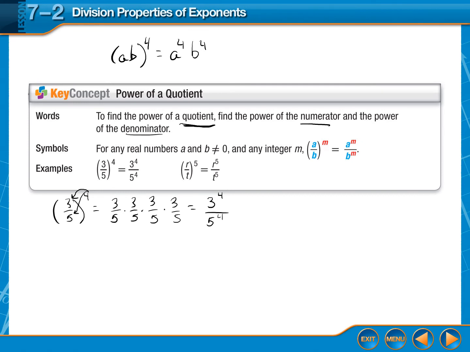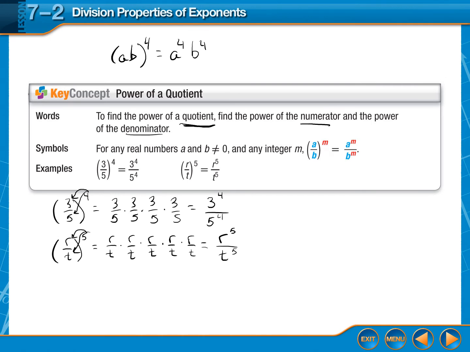Right? Same thing if I were to take the second one here, r over t to the fifth power. Well, then that's like doing r over t 5 times. So how many r's do I have altogether? In the numerator, I have r to the fifth power, and in the denominator, t to the fifth power also. So it's just a matter of sharing that exponent with both the numerator and the denominator.